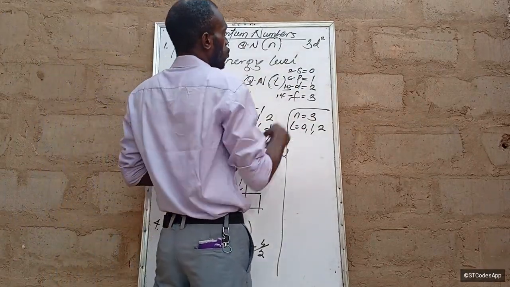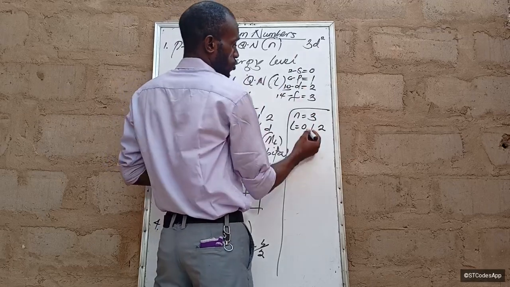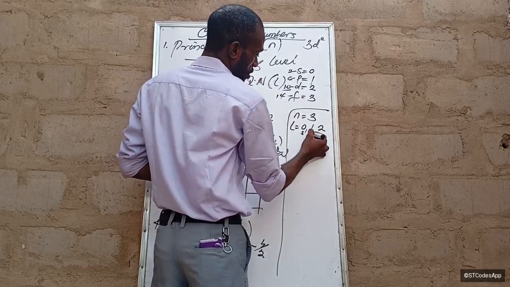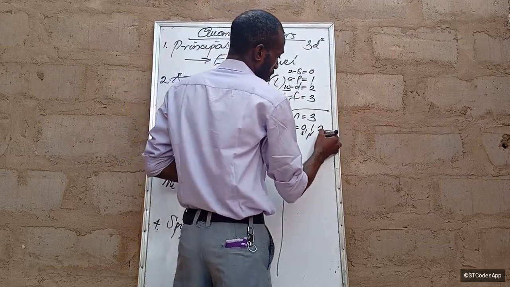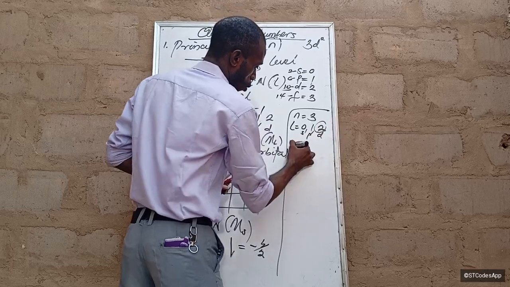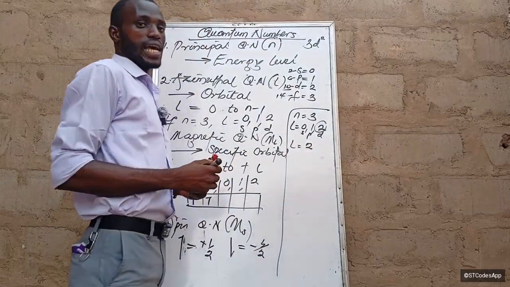Now, looking at this, this is D. D corresponds to which of the numbers here? 0 is S, 1 is P, 2 is D. So our answer will be D. So L is equal to 2.